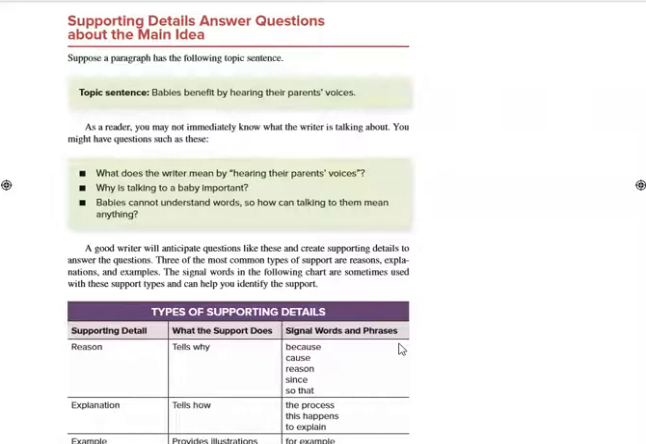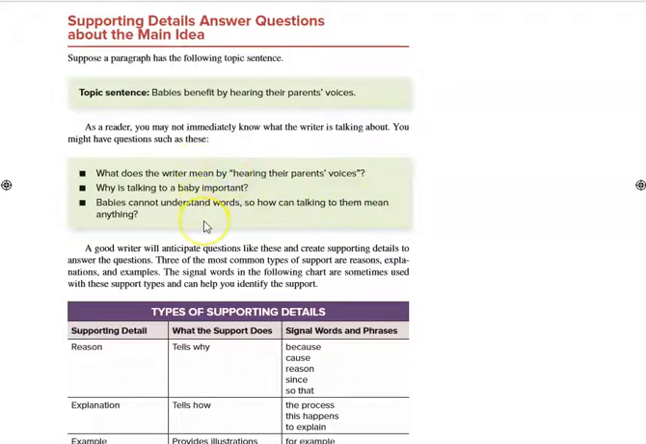Supporting details really help the reader by answering any questions in that reader's mind. So one way to consider how to create the supporting details for your own writing is to think, what questions are readers going to have? Here's a topic sentence: Babies benefit by hearing their parents' voices. What are the ideas or the questions that readers may have about this?